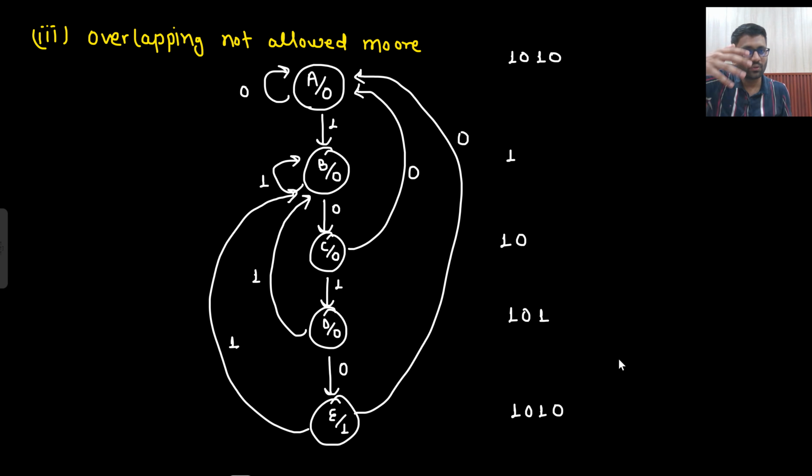In the GATE examination, what do they ask? Usually to detect the sequence. And you directly detect the sequence. They don't even ask whether it is overlapping or non-overlapping. And 9 out of 10 students, or I would say 10 out of 10 students, don't even know that the state diagram will be different for overlapping and non-overlapping. So that is something that is missing.